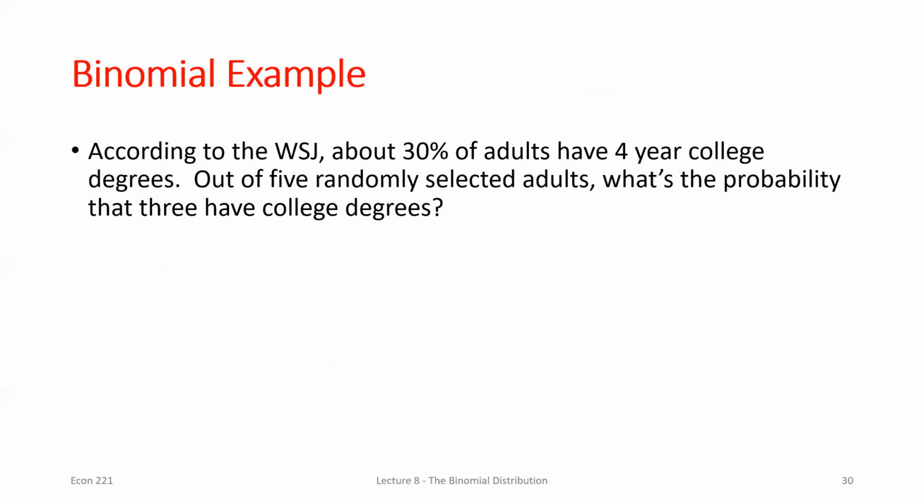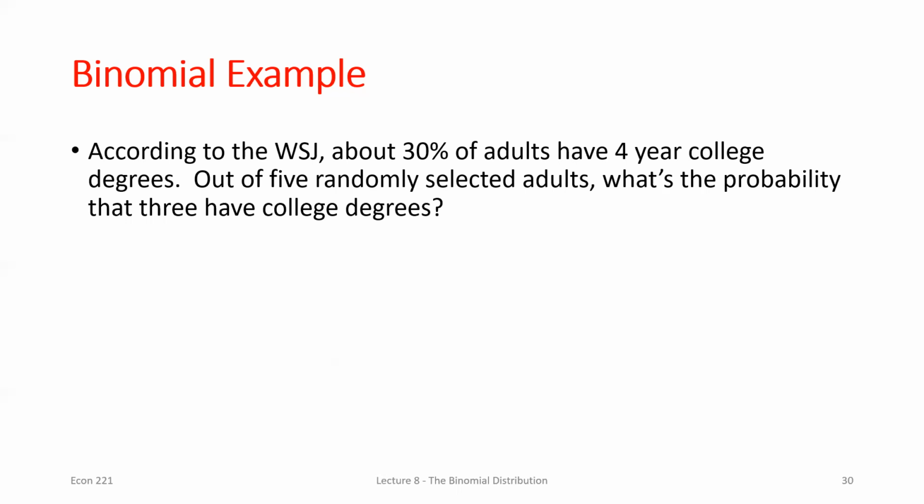We'll do this one, and I have one thing I want to do at the end, and then we'll finish the binomial at the beginning of next class. So let's say I know that in the entire population, 30% of adults have a college degree or a bachelor's degree. If I select 5 of them at random, what's the probability that exactly 3 of them have college degrees?